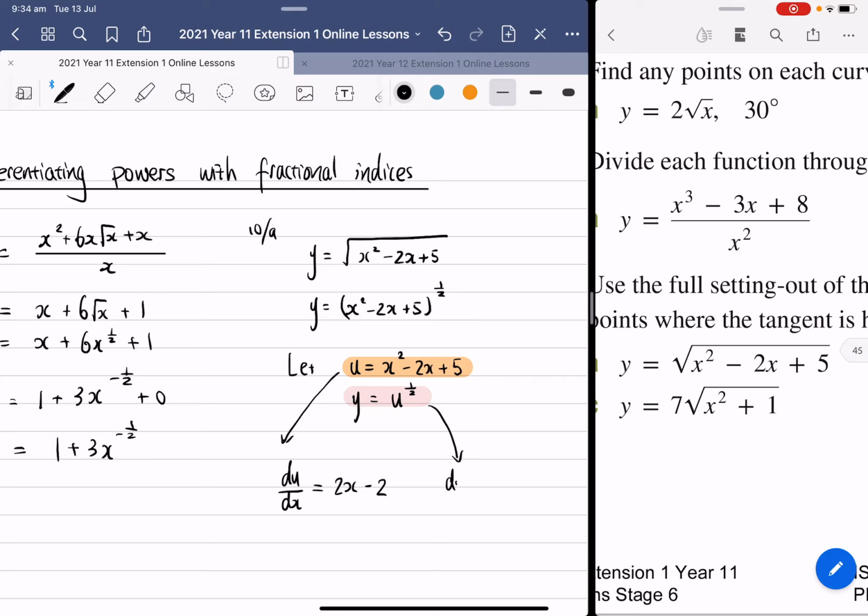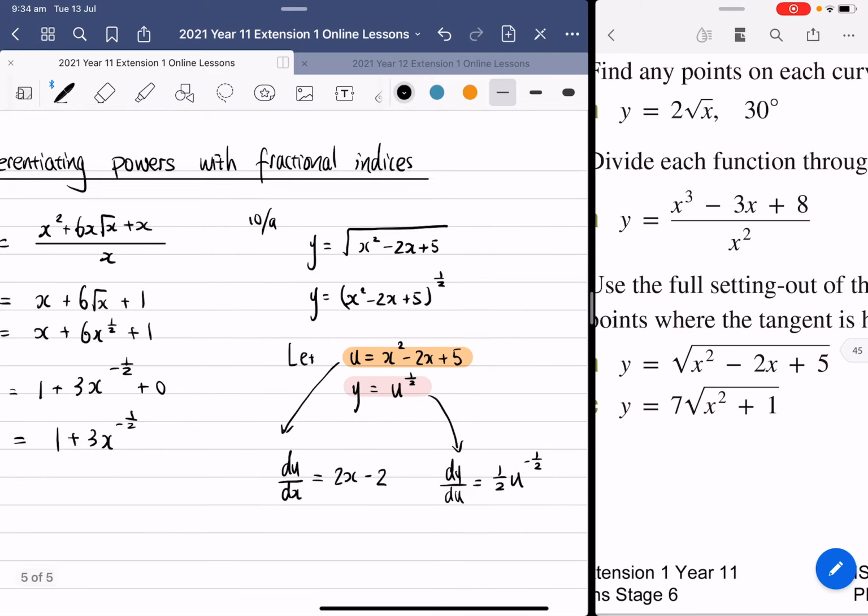And then on the other side, y is equal to u to the power of half. That gives you dy over du. Now be careful, it's not dy over dx, because on the right hand side, it's in terms of u. So it's dy over du. Alright, so dy over du is equal to half u to the power of minus half.